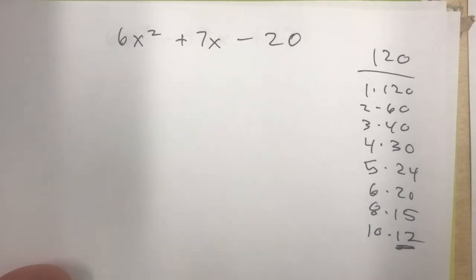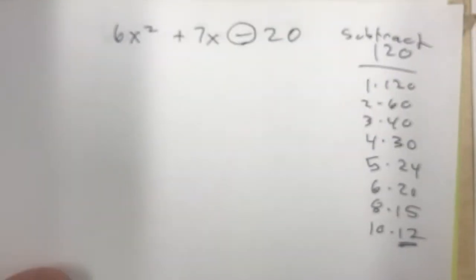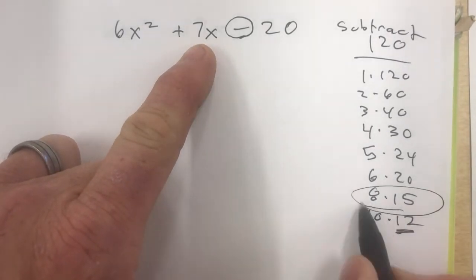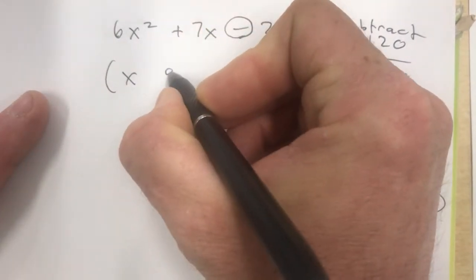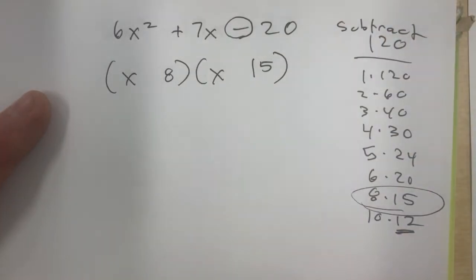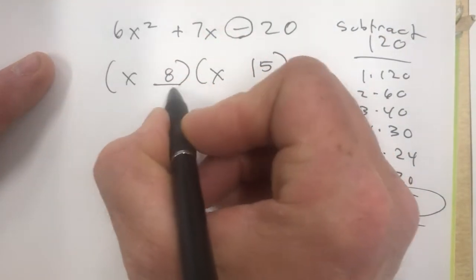All right, well now on this one, there's a minus right here, which means I want to subtract again. Seems like I'm subtracting on every one of these. It's getting blurry again. I got to subtract, and I got to get 7. All right, it looks like 8 and 15. All right, so x and 8, x and 15. That goes in my factors. But because of this 6 in front, I got to divide both of these by 6.